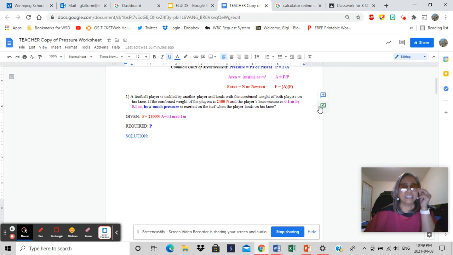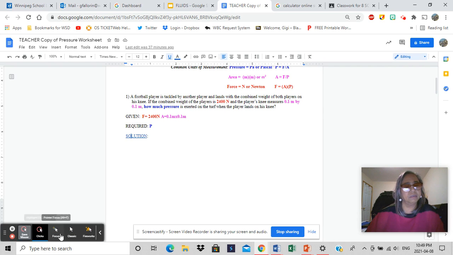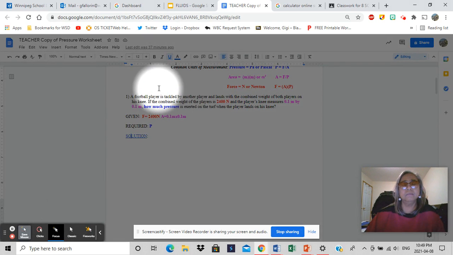It says here, a football player is tackled by another player and lands with the combined weight of both players, ouch, on his knee. If the combined weight of the players is 2400 N, or Newton, and the player's knee measures 0.1 meter by 0.1 meter. Again, let me just put in a focus mark here. Yes. How much pressure is exerted on the turf when the player lands on his knee?